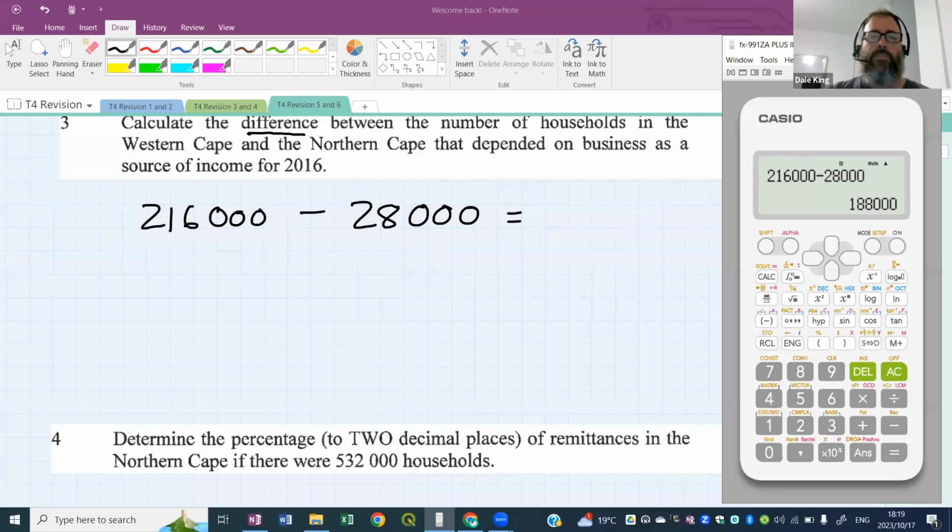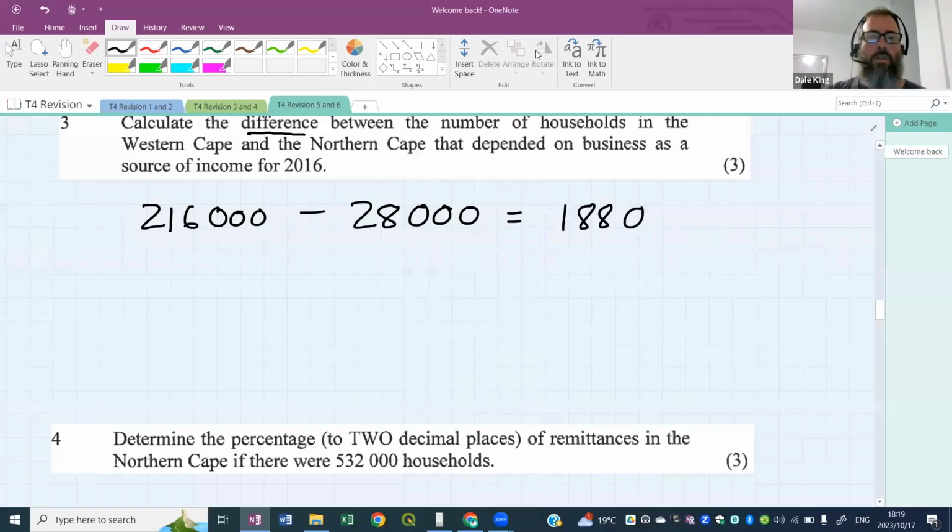Well done. Good. I actually enjoy this part of the Maths Lit exam, the interpretation of graphs that they give us. I actually really enjoy this section. They give us the information and we just have to work with it.